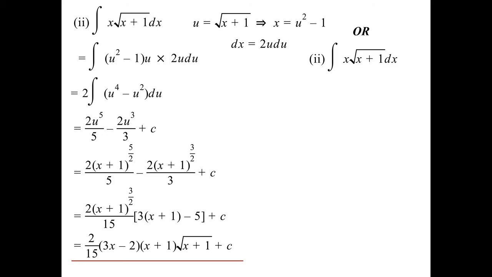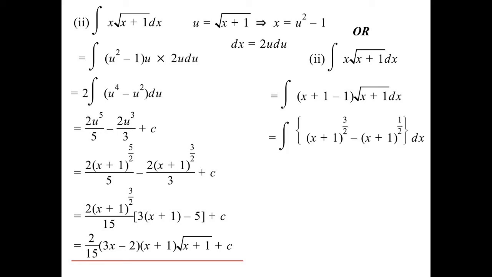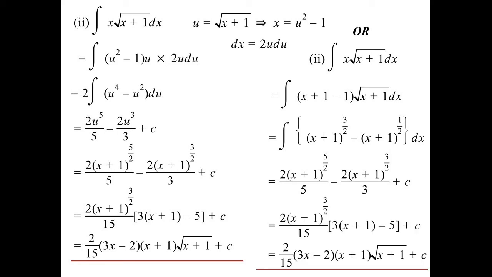Another way, same question. x root x plus 1 dx. I can use algebraic manipulation. So try and create that factor x plus 1 out the front. Well, I've only got x. Well, I'll rewrite it as x plus 1 minus 1. And then break it up into 2 integrals, and it becomes x plus 1 to the power of 3 on 2 minus x plus 1 to the power of a half. And both of those I can now just add 1 to the power over the power. And we get the same answer.